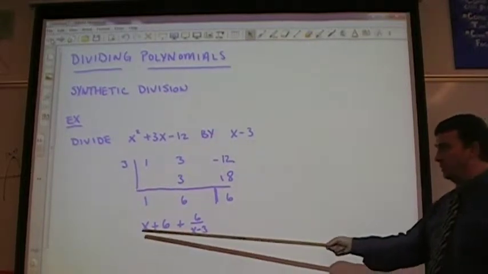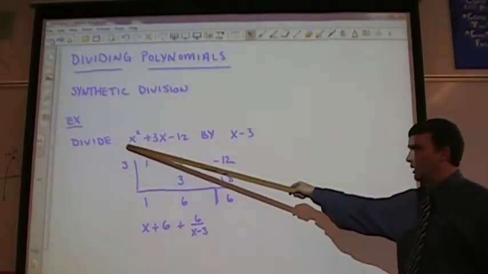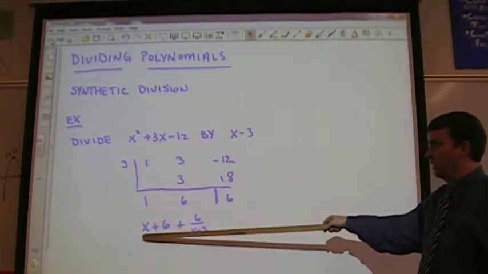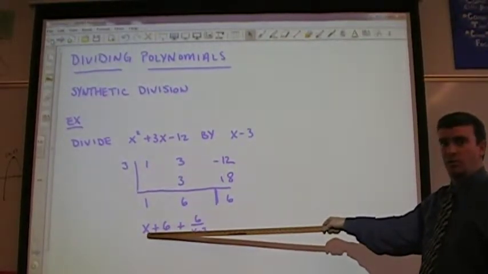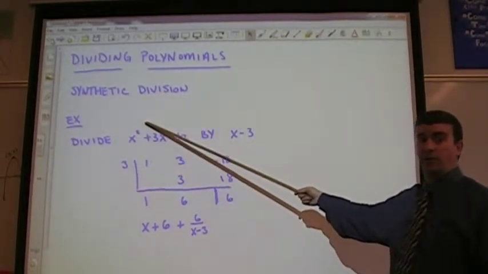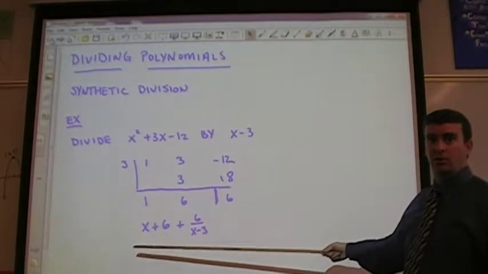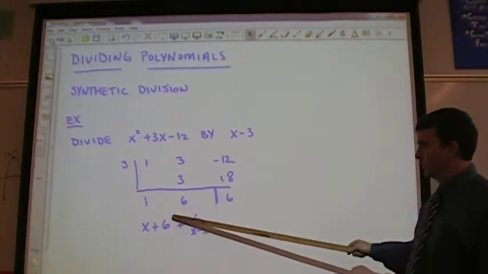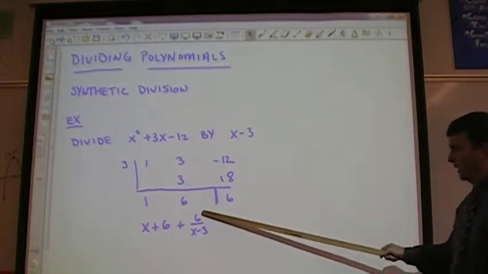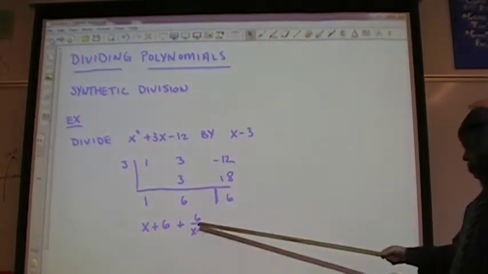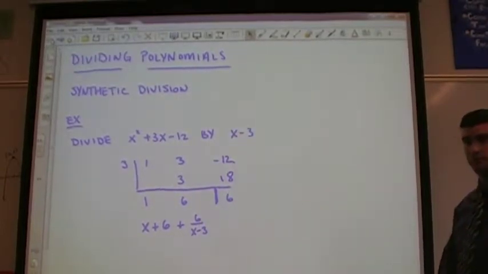You have to write it as a polynomial. This is my original problem. It started as x squared. Your answer will automatically start with x, one degree less than the original. If the original started with x to the 5th, your answer would start with x to the 4th. So this is representing x. This is your constant. This is your remainder that you put over x minus 3. Just the remainder goes over it.